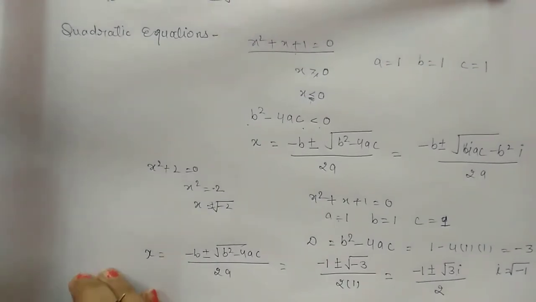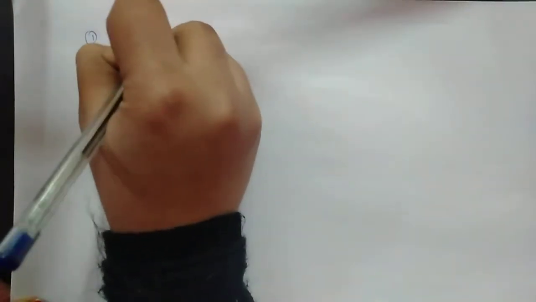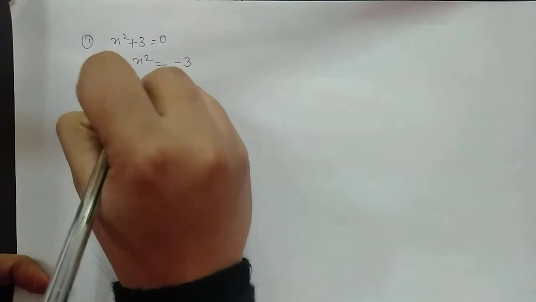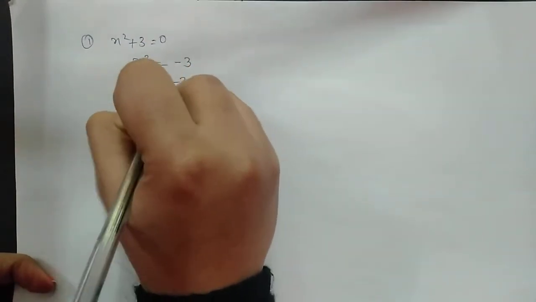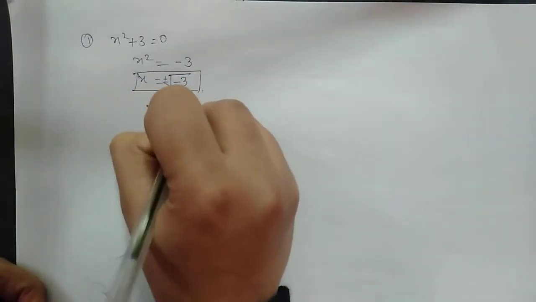Okay, so let's start our exercise 5.3. Our first question is to find the value of x for x square plus 3 equals to 0. Here we can easily find x square equals to minus 3. Here we have x equals to plus minus root of minus 3. We can also write it as root 3 iota.